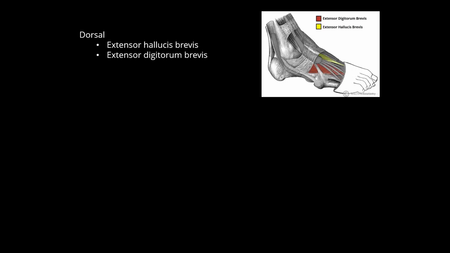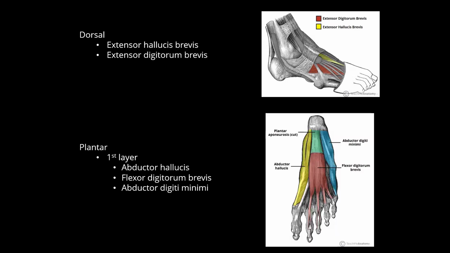Now let's have a look at the muscles of the foot which originate from the foot and insert in the foot. So they are basically confined to the foot and they are not crossing the ankle joint. On dorsal aspect, we have two muscles, extensor digitorum brevis and extensor hallucis brevis.